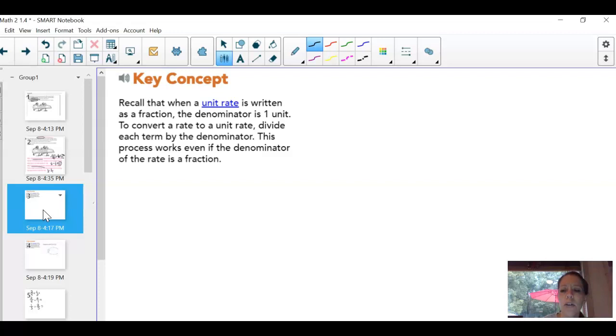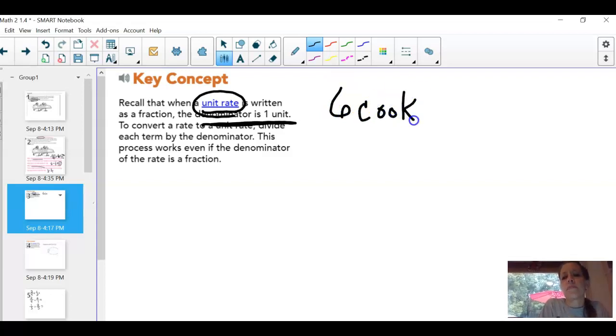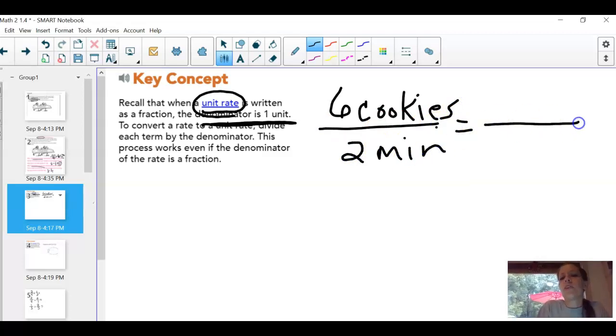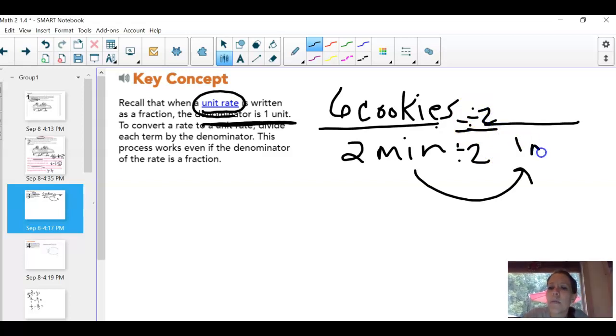So our key concept, make sure to fill out your notes. Recall that when a unit rate is written as a fraction, the denominator is 1 unit. If I said I ate 6 cookies in 2 minutes, that sounds yummy. To find the unit rate, I want the denominator to be 1, so I divide by 2. Whatever I do to the bottom, I have to do to the top, leaving me with 2 minutes divided by 2 equals 1 minute and 3 cookies. So I ate 3 cookies per minute.